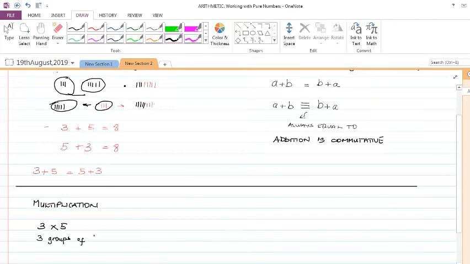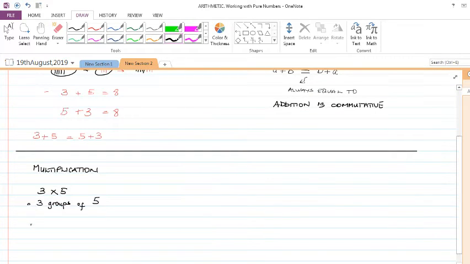Let's take a sketchy look at that. So I have 3 groups of 5. So 1, 2, 3, 4, 5. That's one group of 5. I want to put it together with a next group of 5 and another group of 5. I want to put all of them together. 1, 2, 3, 4, 5, and then 1, 2, 3, 4, 5. When I count them all, I get 1, 2, 3, 4, 5, 6, 7, 8, 9, 10, 11, 12, 13, 14, 15. The 3 groups of 5 is equal to 15.